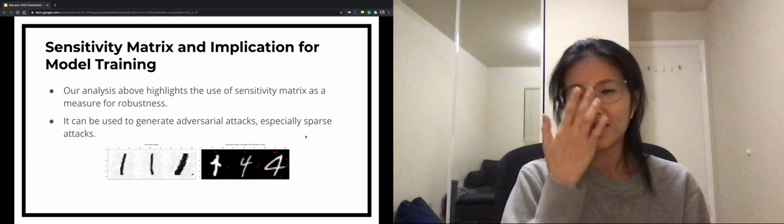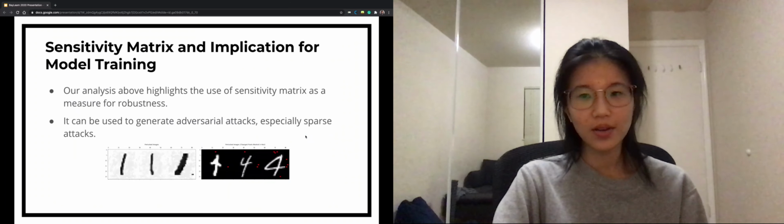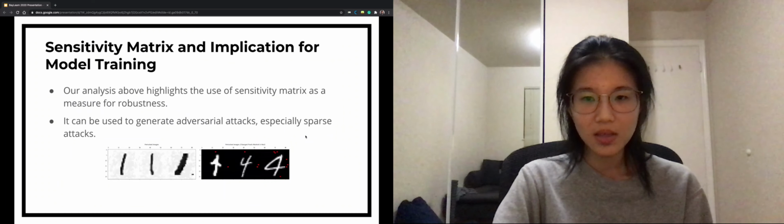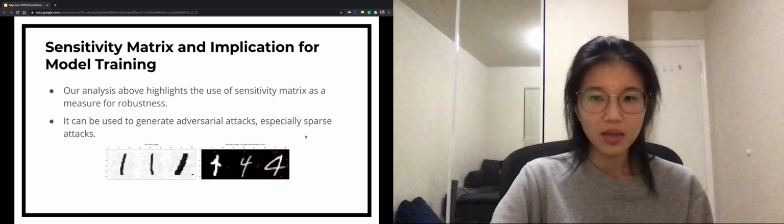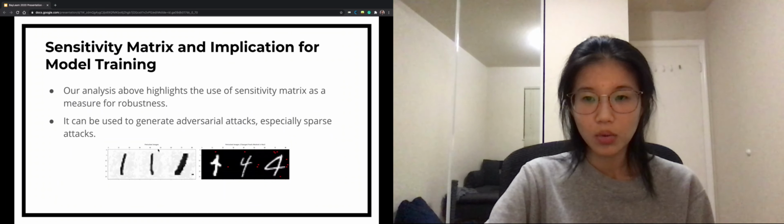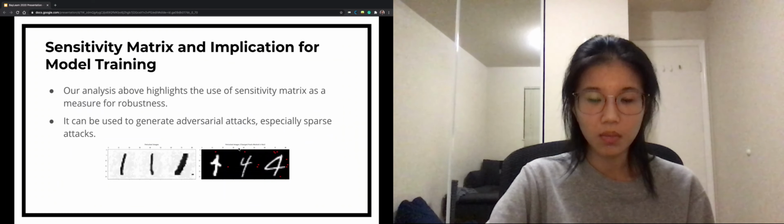As a result, the sensitivity matrix can be used to generate adversarial attacks, especially sparse attacks. Here we show examples from MNIST. On the left are dense attacks with small perturbation, so we can see that the gray pixels are the perturbation, and on the right are sparse attacks, and we mark the perturbed pixels as red for higher visibility.